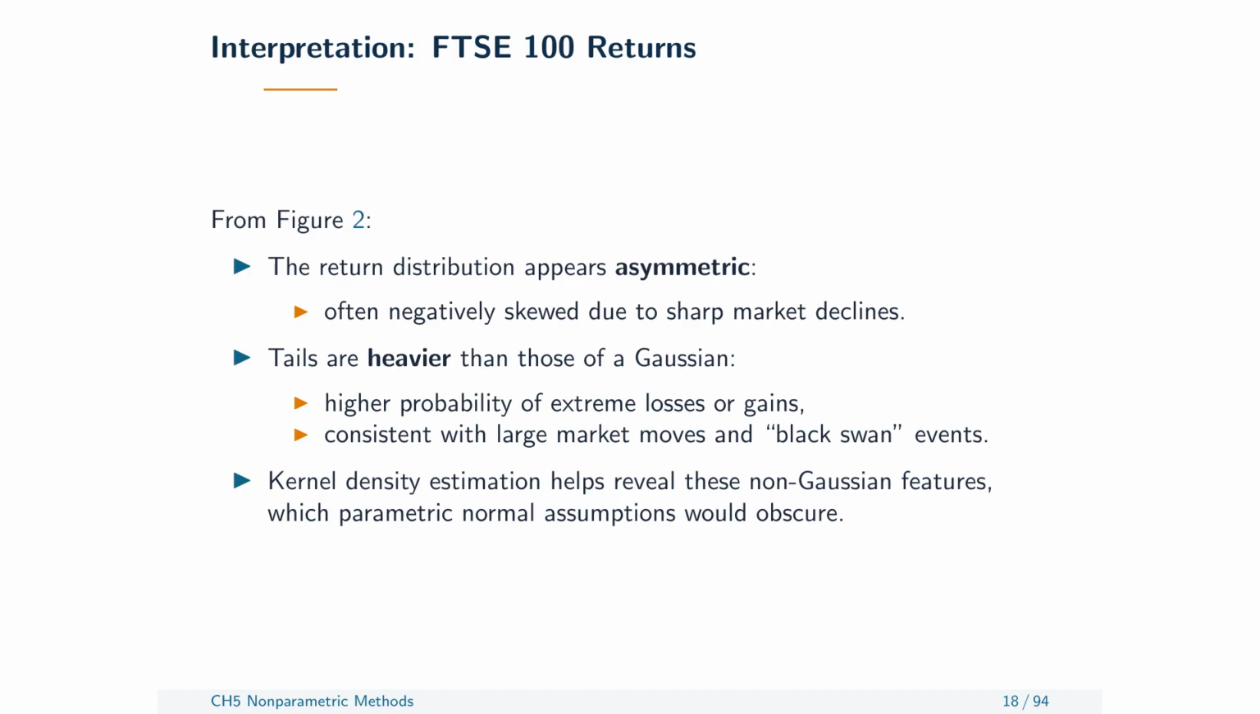Always record whether returns are expressed as decimals or percentages, because a change of scale changes the numerical bandwidth. Also, avoid letting software defaults become invisible assumptions. A reported curve should be reproducible from an explicit kernel, bandwidth rule, sample period, and transformation.